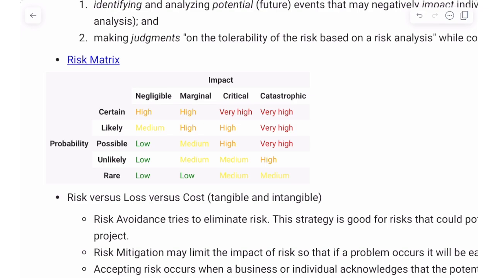So let's take a look at maybe this one, like spam mail, right? Spam mail occurs quite often, so maybe the probability is likely. We receive a lot of spam mail every day, but the impact of spam mail is nearly nothing. So maybe that is a medium risk in the risk matrix.